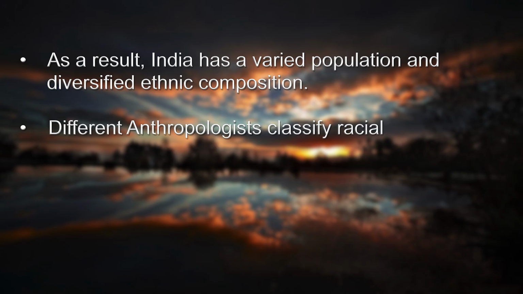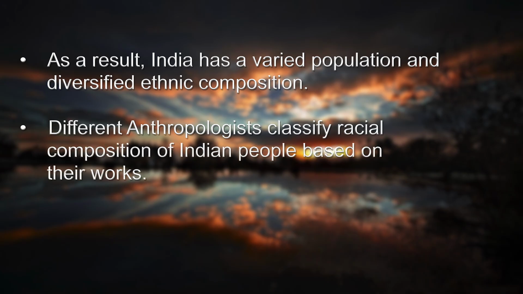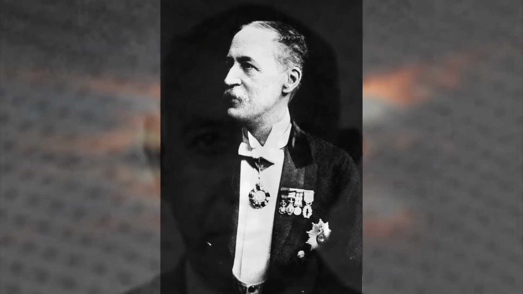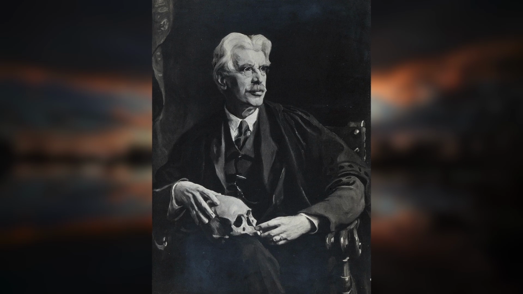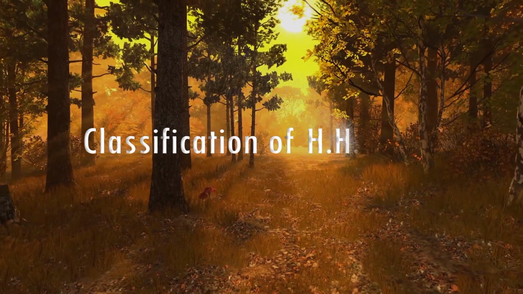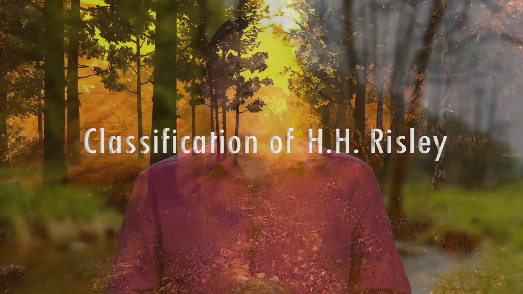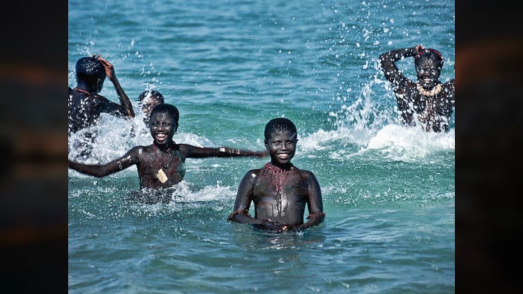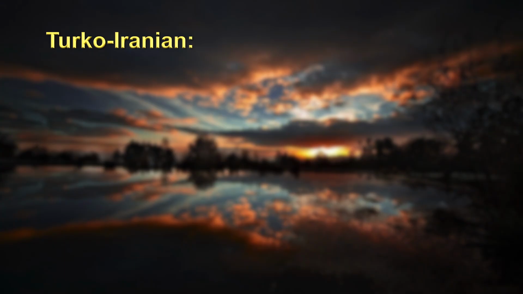Different anthropologists classify the racial composition of Indian people based on their works. Some of the notable classifications are by Sir Herbert Hope Risley, B.S. Guha, Ruggeri, Haddon, etc. Risley divided the peoples of India into the following types. He excluded the Negritos of Andaman Islands as they had, according to him, little to do with the peoples of India. So, first one, the Turco-Iranian.